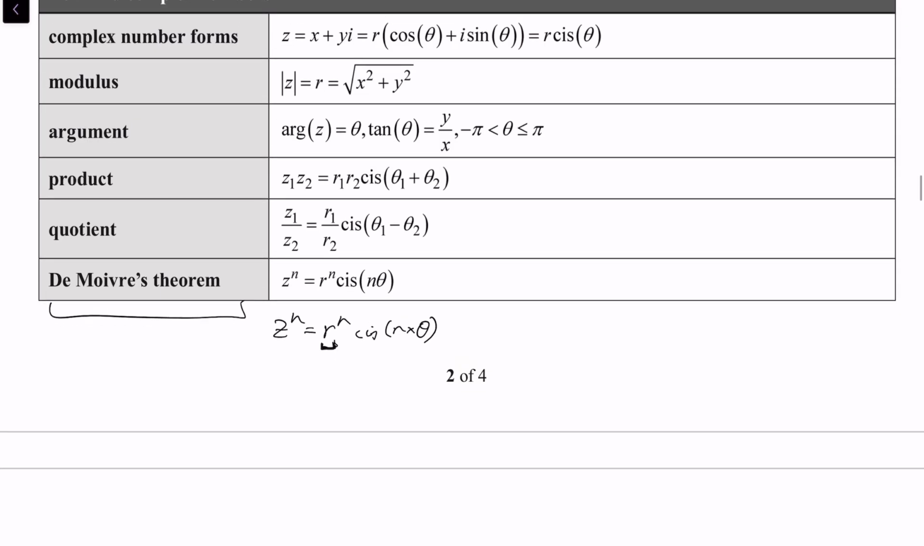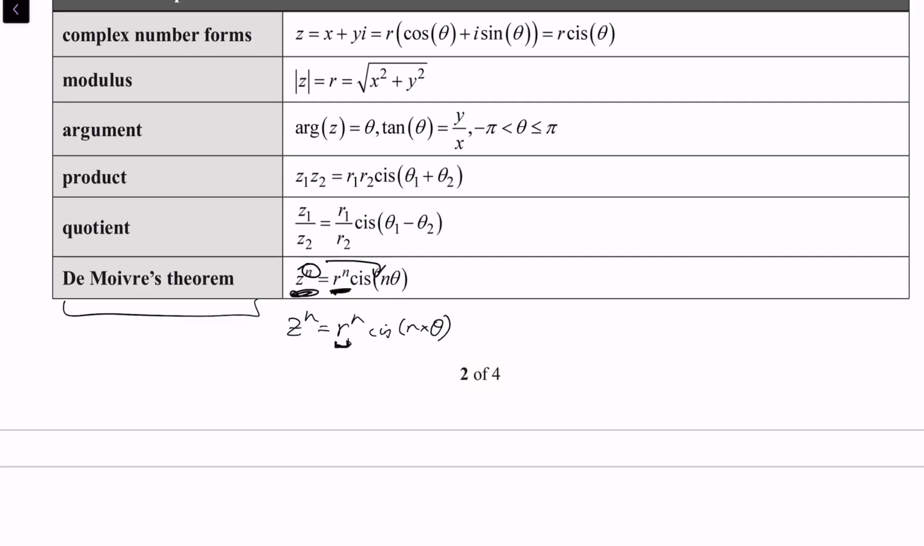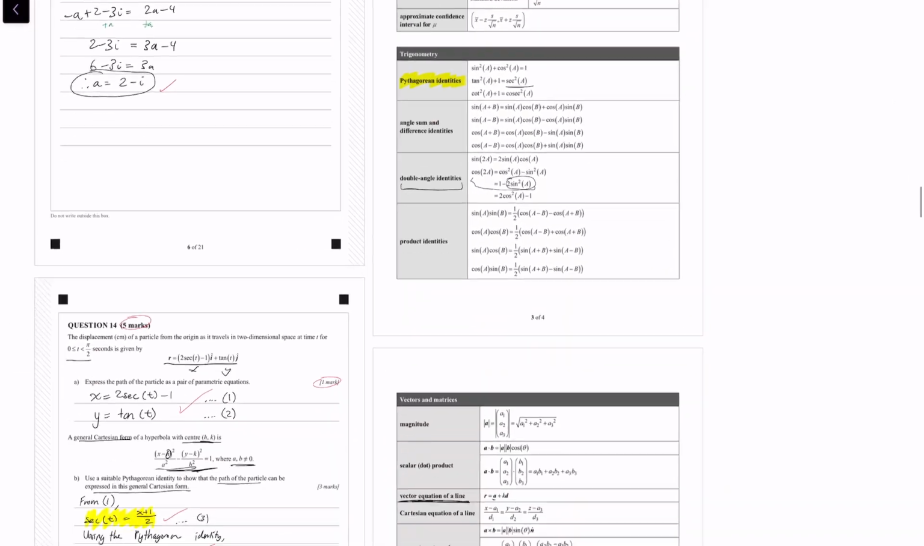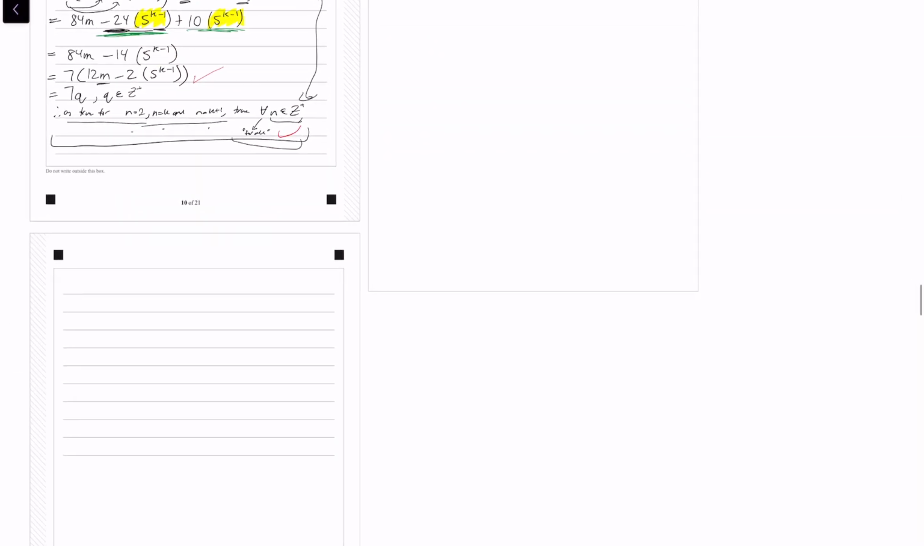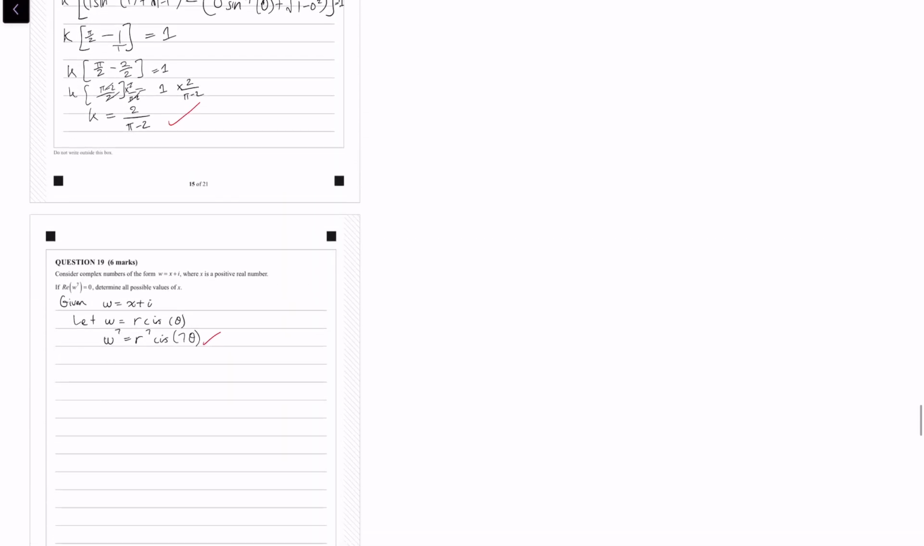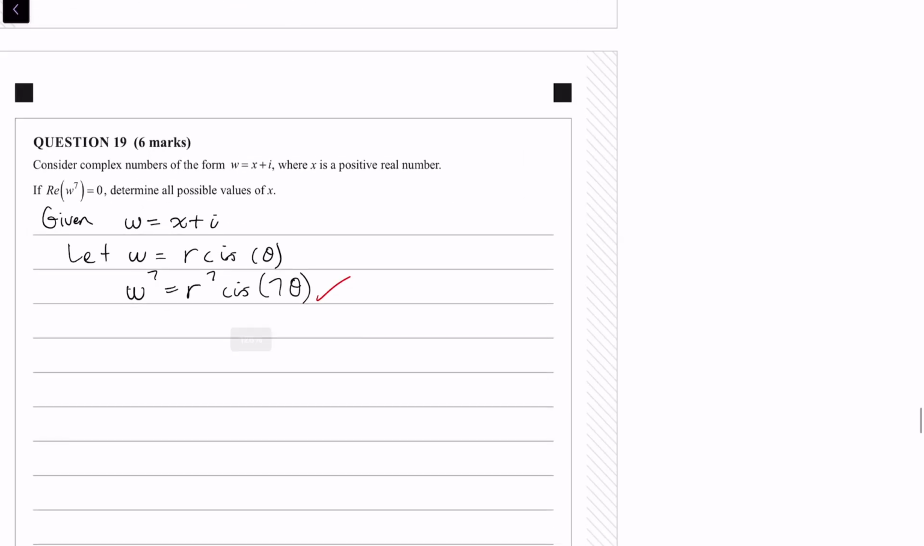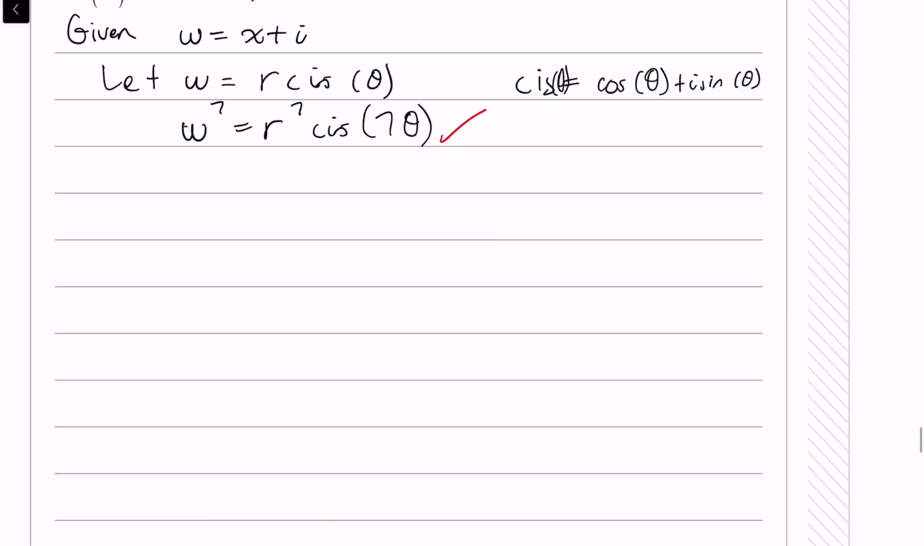So, I raise my magnitude, which is lowercase r here, to that power that I'm raising it by, and then I'm timesing that power that I'm raising the entire complex number by the angle inside my cis, which is my cos angle, which is theta, plus my imaginary i sine theta. So we know that cis of theta is cos theta plus i sine of theta. Okay, it's just the short form.